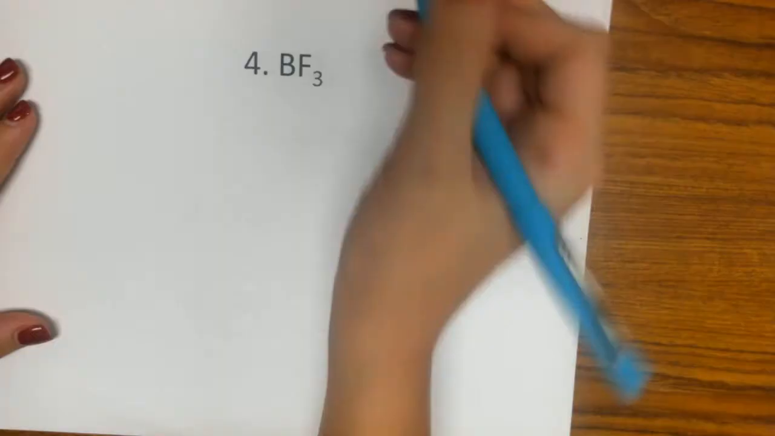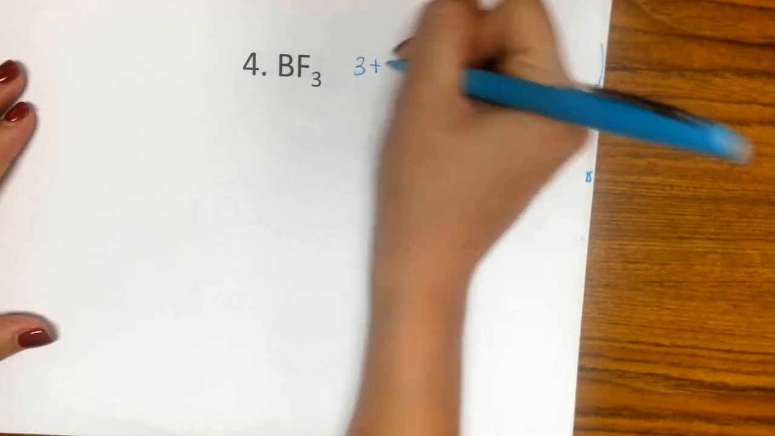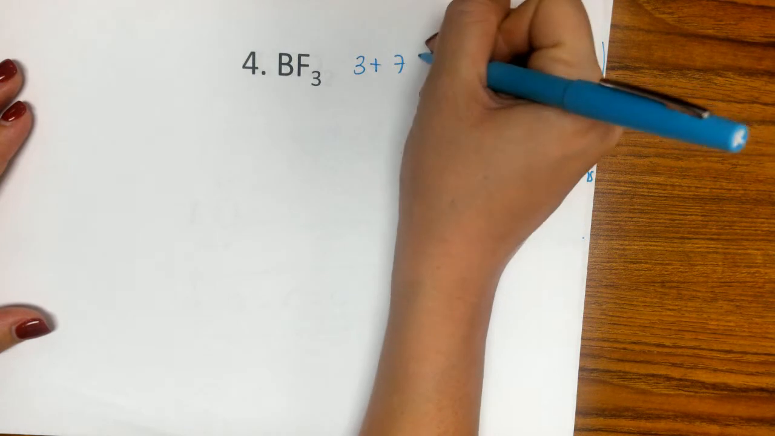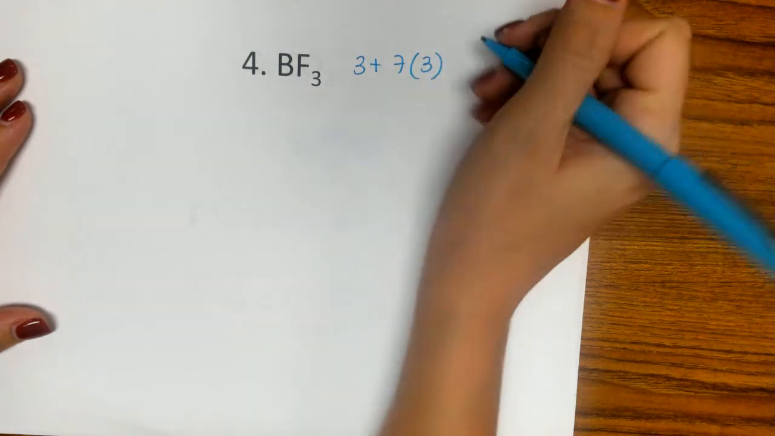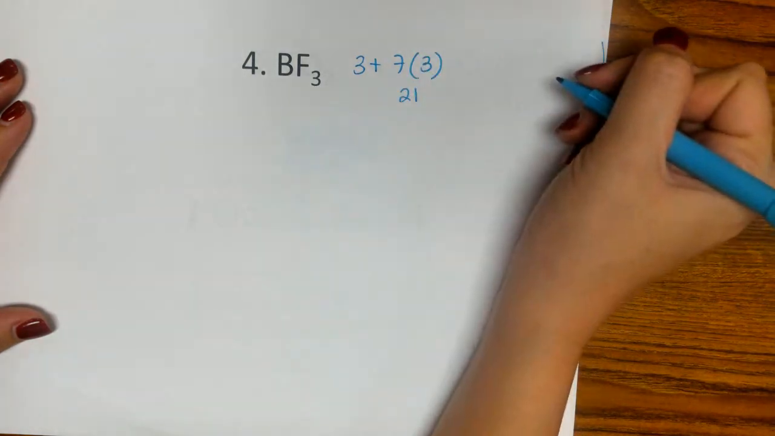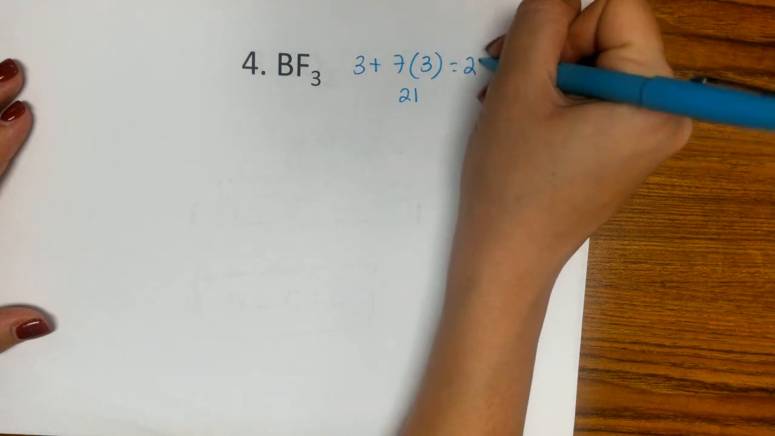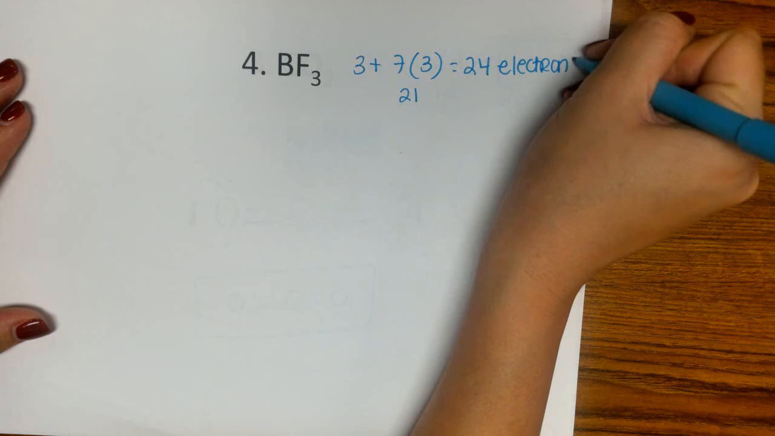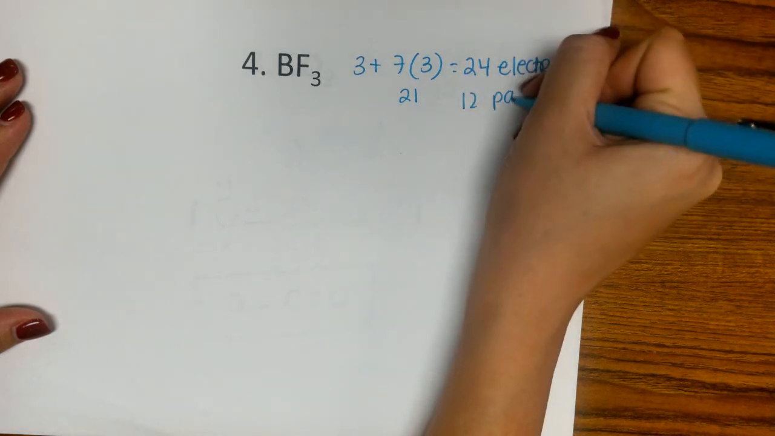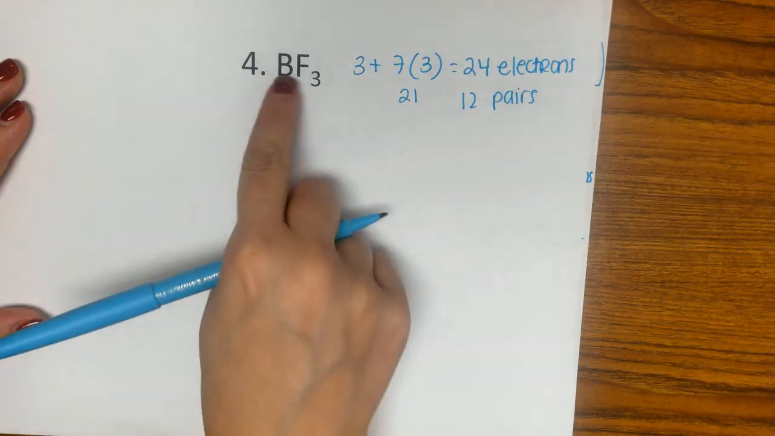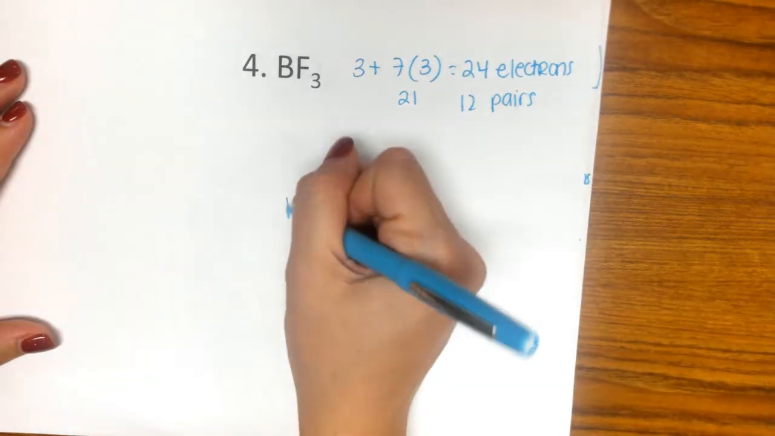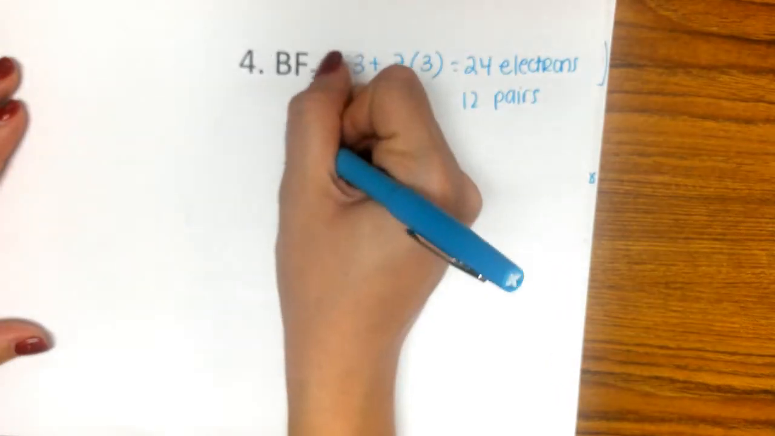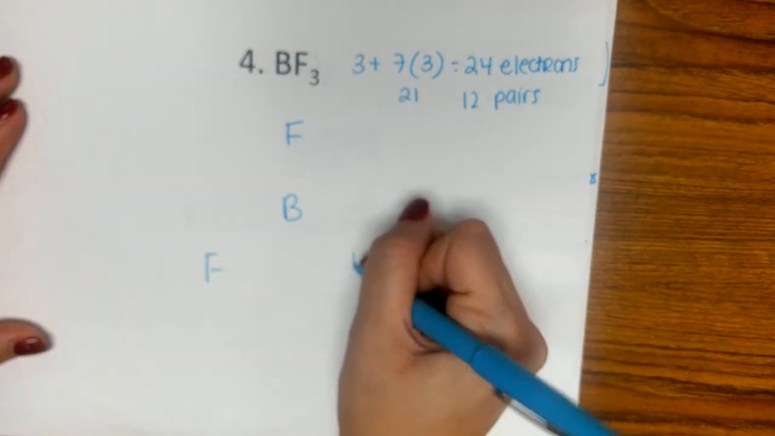BF3. Okay. Boron has 3 valence electrons. Fluorine has 7. There are 3 of them. 7 times 3 is 21. 21 plus 3 is 24. So we've got 24 electrons for 12 pairs. You write your first atom in the center unless it's hydrogen, and then just put them evenly around.